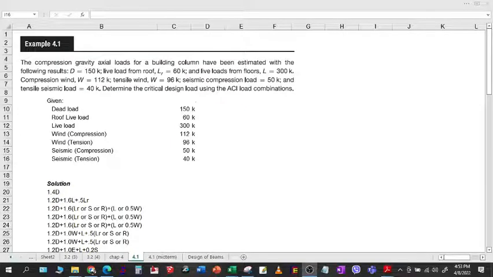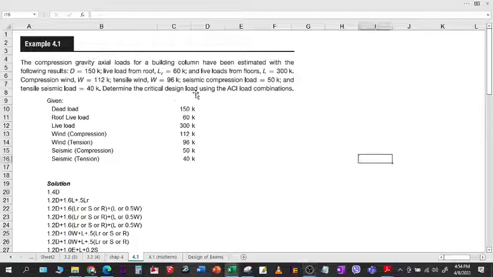Example 4.1. The compression gravity axial loads for a building column have been estimated with the following results. D equals 150 kip, live load from roof LR equals 60 kip, live load from floors L equals 300 kip, compression wind W equals 112 kip, tensile wind W equals 96 kip, seismic compression load equals 50 kip, and tensile seismic load equals 40 kip. Determine the critical design load using the ACI load combinations.